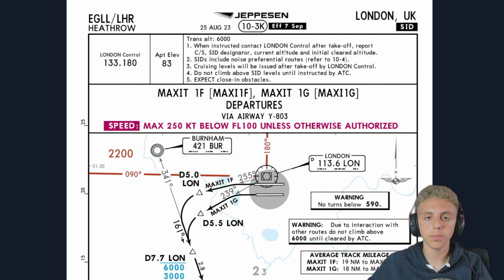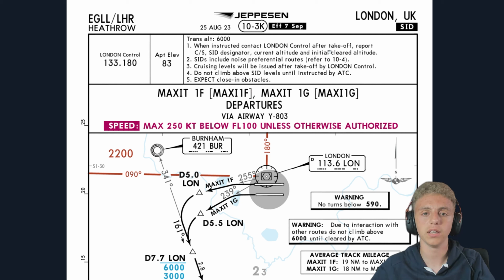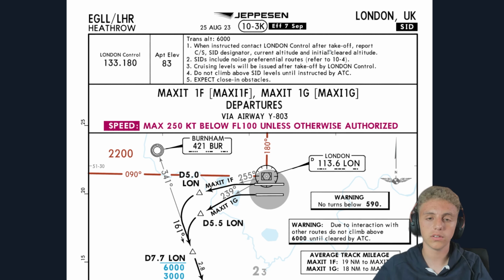First of all, when instructed by ATC, contact London Control after takeoff. You must report your call sign, your departure designator, your current altitude, and your initial cleared altitude. So you must pretty much contact London Control, telling them, listen, I am my call sign, I am on this departure, this is my current altitude, and this is my cleared altitude by ATC. The SIDs include noise preferential routes. It's telling you to refer to another chart over here, 10-4.